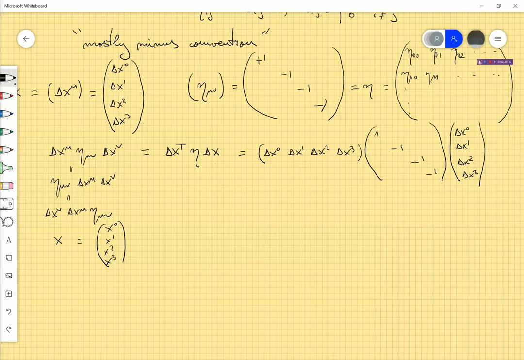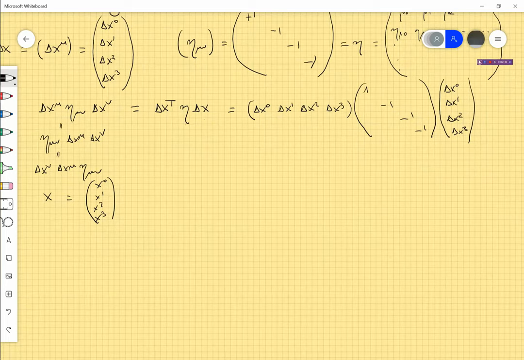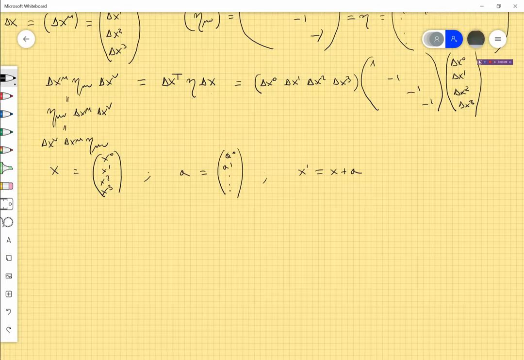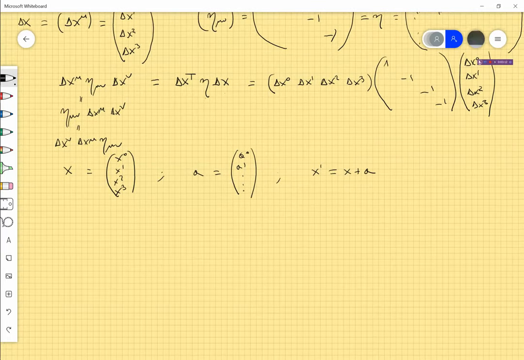And why do we introduce this notation? It's just useful for identifying more Poincaré transformations. If I introduce a column vector a0, a1, and so on, the first Poincaré transformations that we have identified, the spacetime translations, are just x prime equal to x plus a. Now, the rest of the Poincaré transformations are linear transformations acting on the coordinates x. So they are of the form x prime equal to lambda x, where lambda is some matrix.